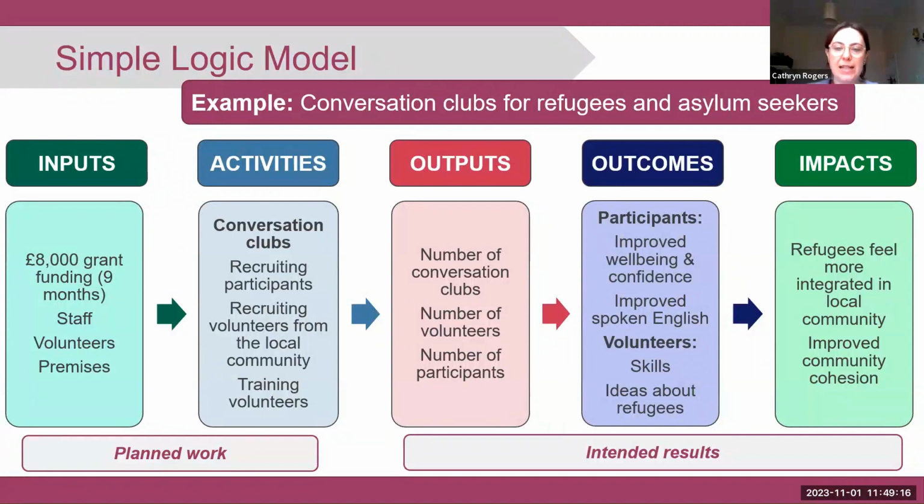So these aspirational outcomes and impacts are really important to set out right at the beginning of a project, because the evaluation will then test us, did these activities lead to those changes we thought we were going to see?